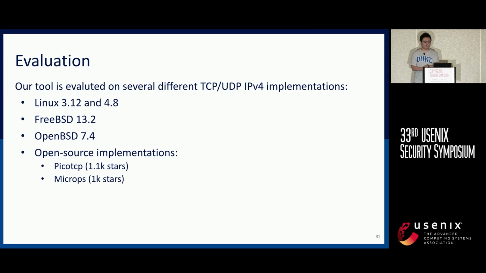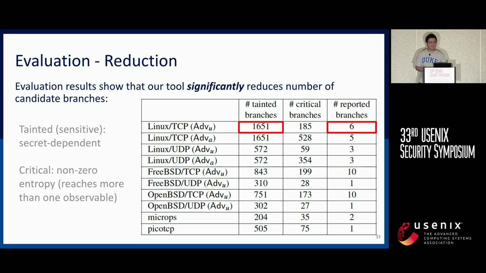We have implemented our tool and evaluated it on several different benchmarks. These benchmarks include 2 Linux versions, the 2 most recent BSD OS kernels, and we have also covered the 2 most popular open source implementations of TCP and UDP on GitHub. The evaluation results show that our tool effectively reduced the number of candidate branches. Taking Linux TCP as an example, since the code base is huge, there are over 1,000 sensitive branches in the code base. Our tool can first reduce it to a few hundred, and then only 6 branches are reported to be the final side channels here.